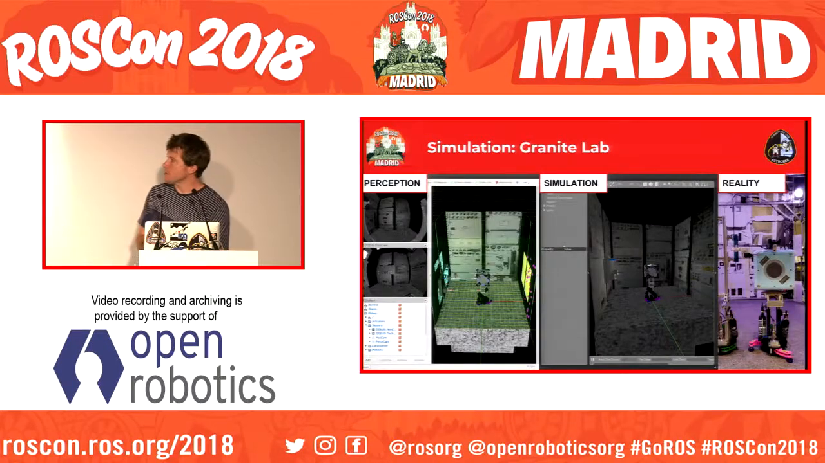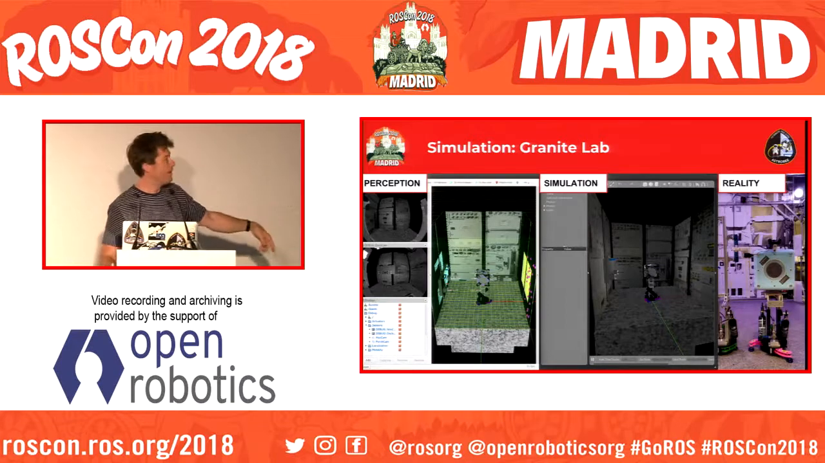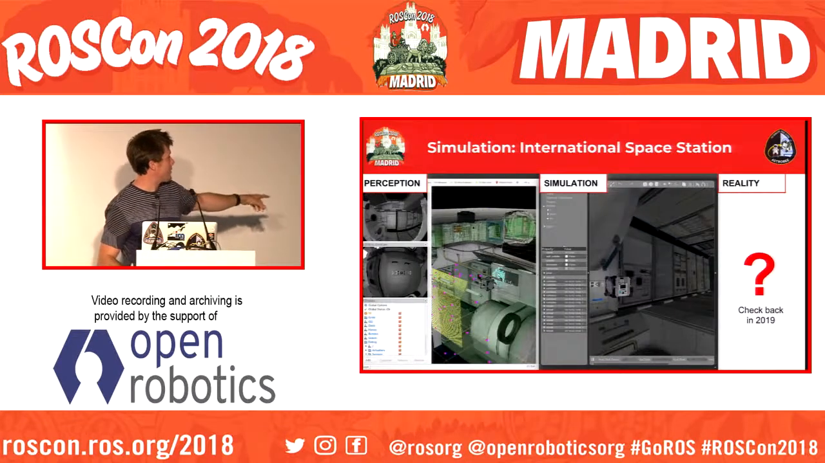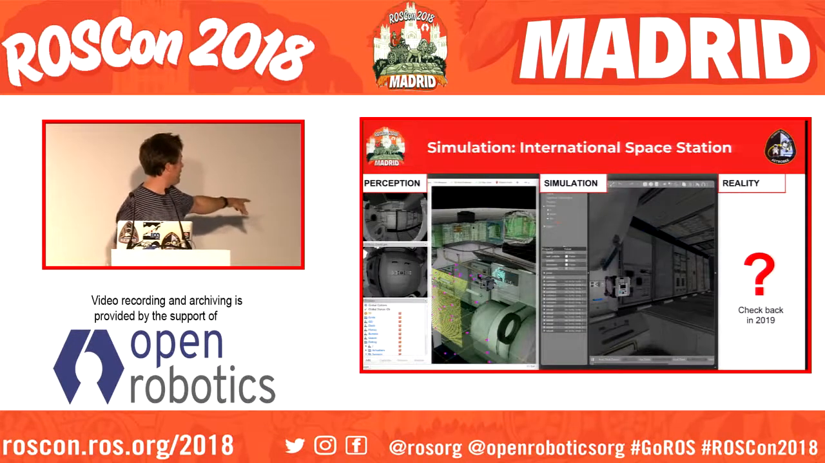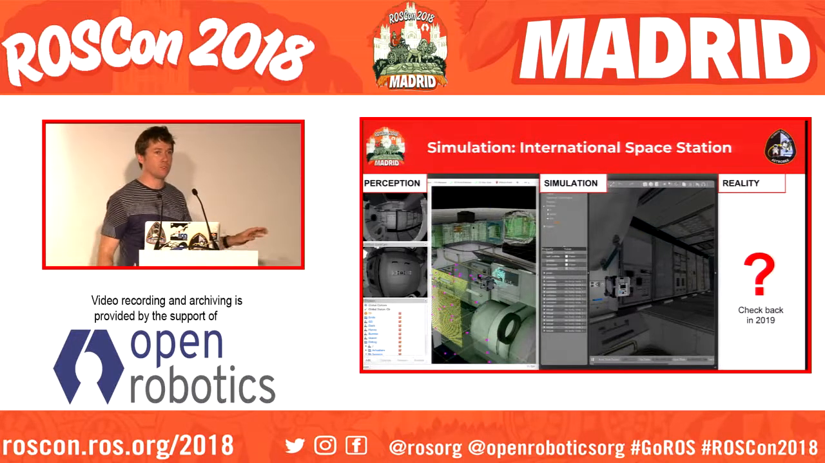Here are some snapshots of the simulator in action. You can see we've got the RViz perception, the simulation in the Gazebo GUI, and then we've got the real context, which is what we test in. We have a similar analog in 2019, but we've got the perception of the ISS. We have a wonderful full ISS model, which you can use to plan paths in and do all your experiments.